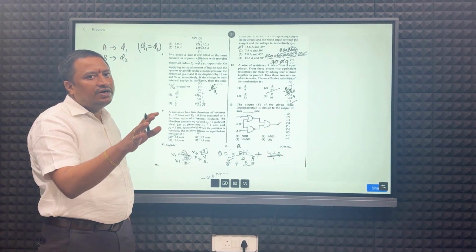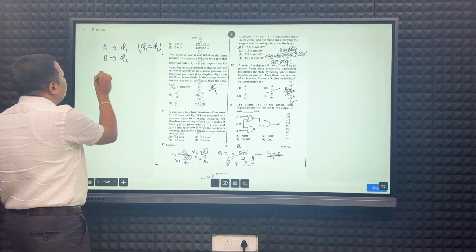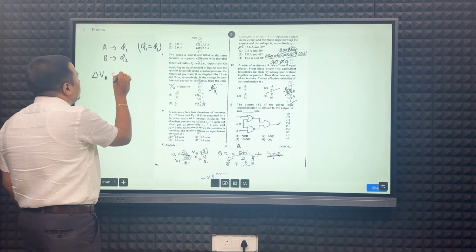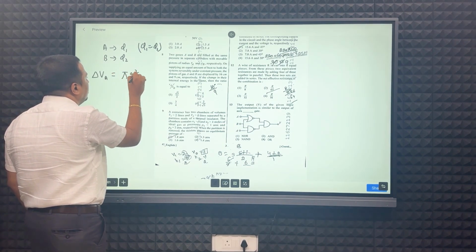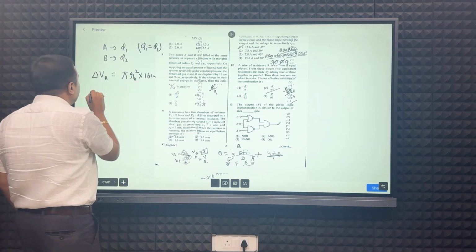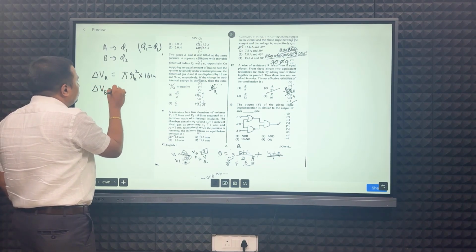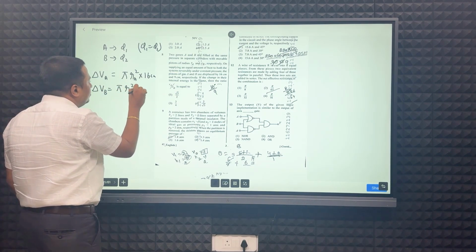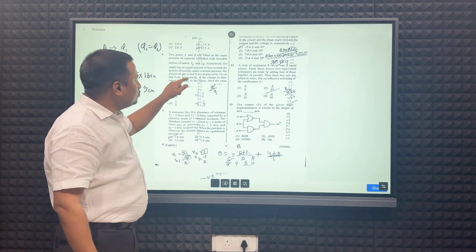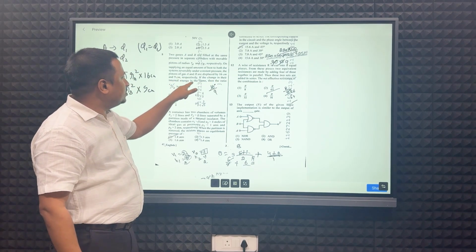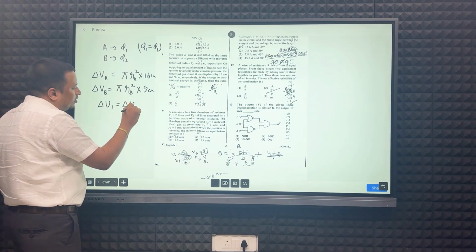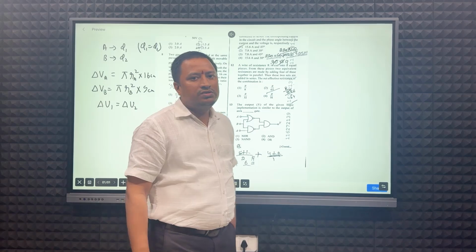So obviously they will cover different volumes. Let's say delta VA is the volume covered by the first piston. It will be pi RA square into length, 16 centimeter. Similarly, delta VB will be equal to pi RB square into 9 centimeter. This is the volume they have swept. They are also saying the change in internal energy is the same, delta U1 is equal to delta U2.